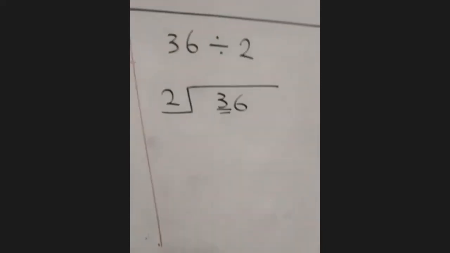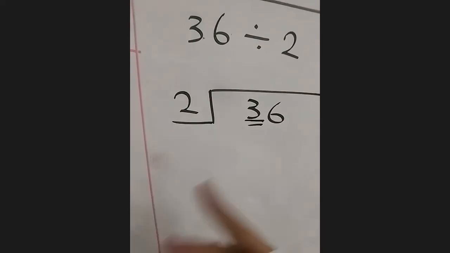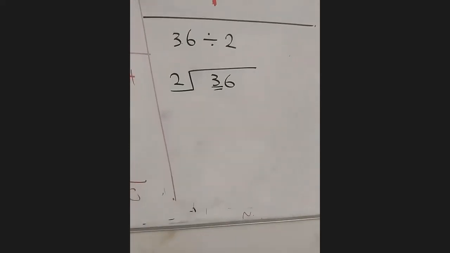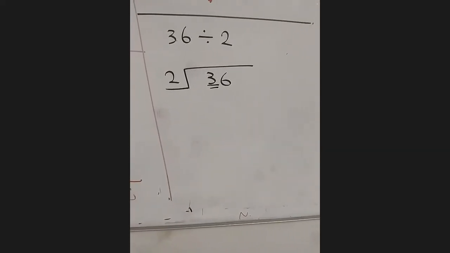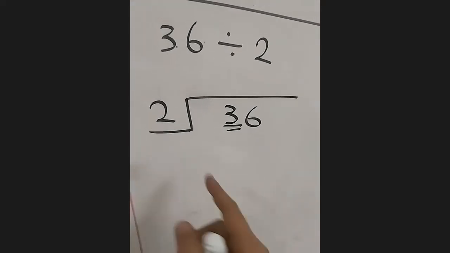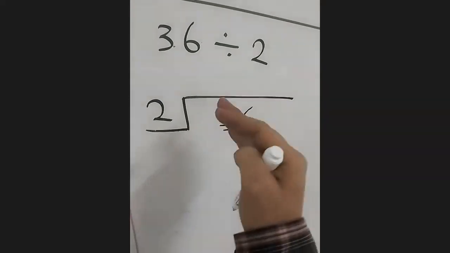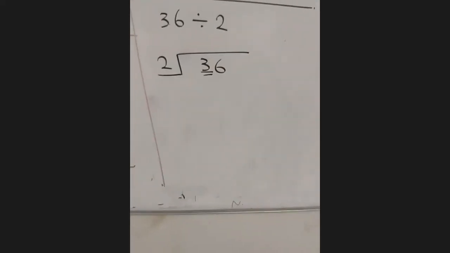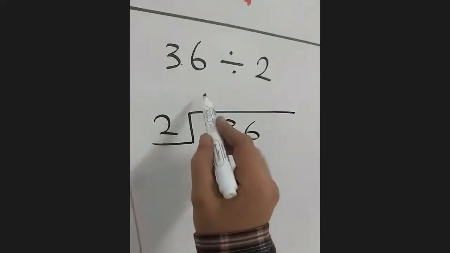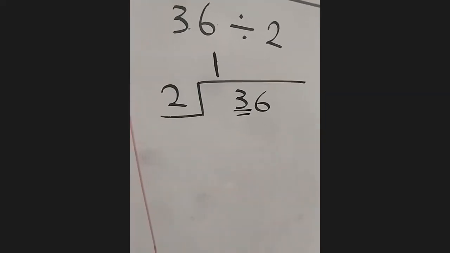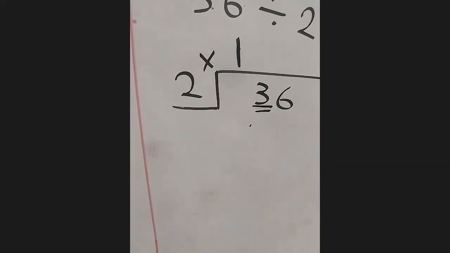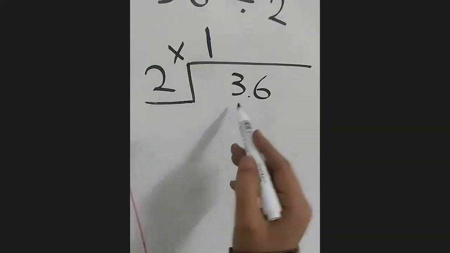Now, I will ask you a question. Give me a number that, if you multiply it with 2, you get 3. There is no such number. In this case, if there is no number, I will choose a number that, if you multiply it with 2, you get 3 or less. 2 multiply 1 is 2. So up I will write 1. 1 multiplied by 2 is 2.